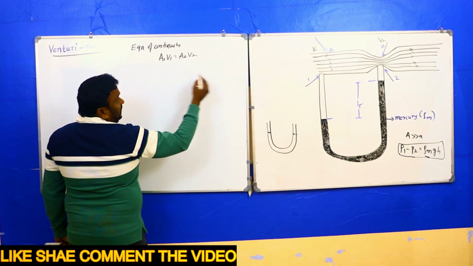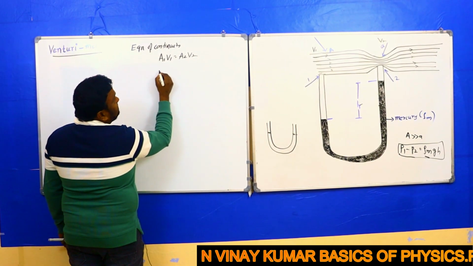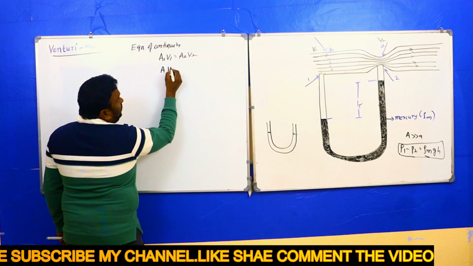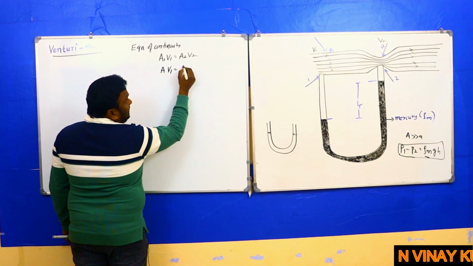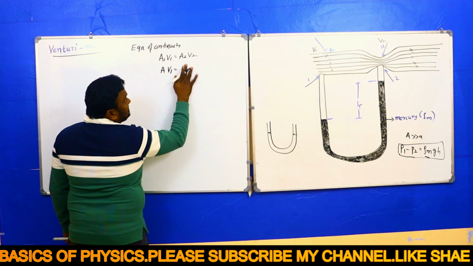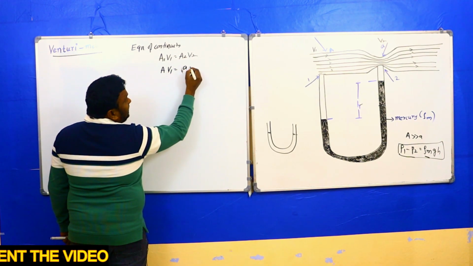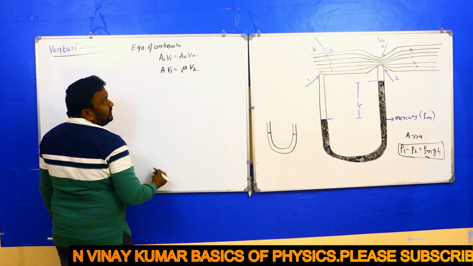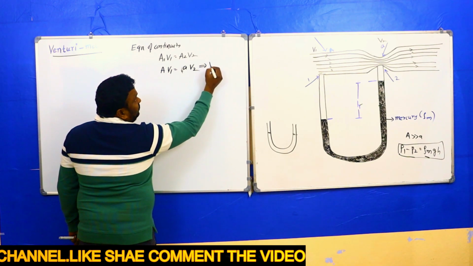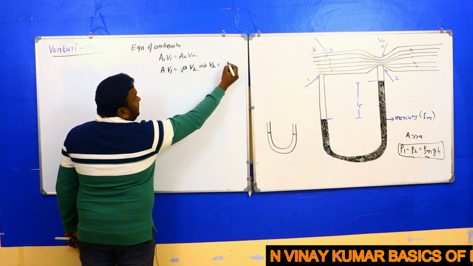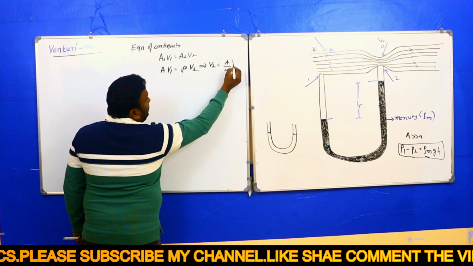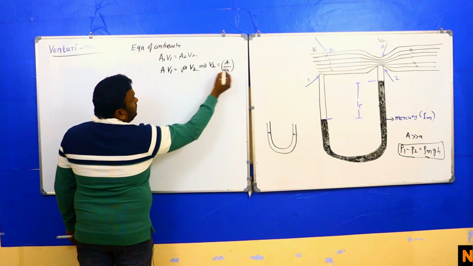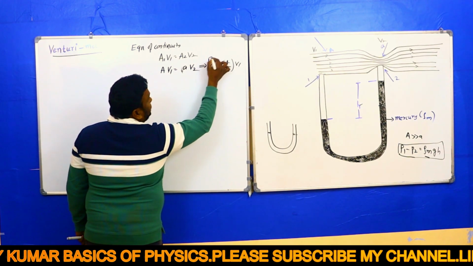So from the diagram, it is simply A V1 equals small a into V2. From that I am going to take V2 equals A by a of V1. V2 is equal to what?